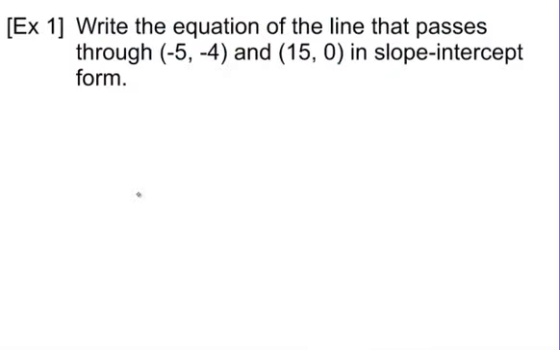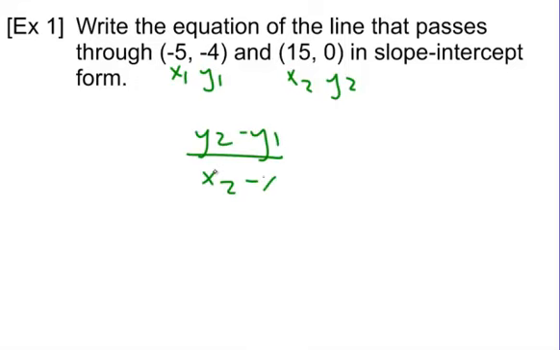So here's what a problem is going to look like. Write the equation of the line that passes through (-5, -4) and (15, 0) in slope-intercept form. So that's kind of hard because they don't give us x's or y's. And it says write the equation of the line. So the first thing we have to do is find the slope. And we can do that because we have here x1, y1, and x2, y2. So remember, y2 minus y1 over x2 minus x1. So let's just plug those in.